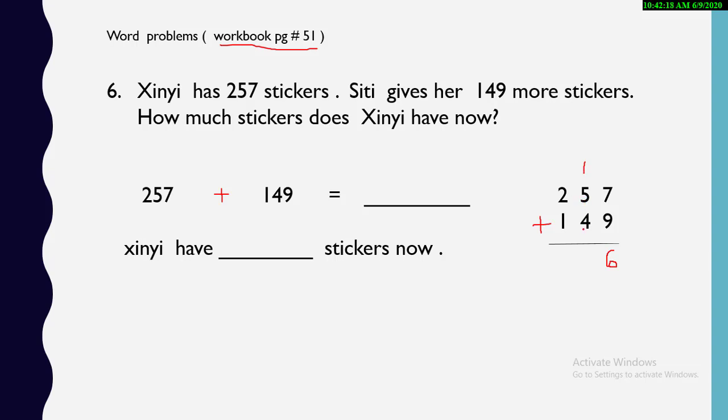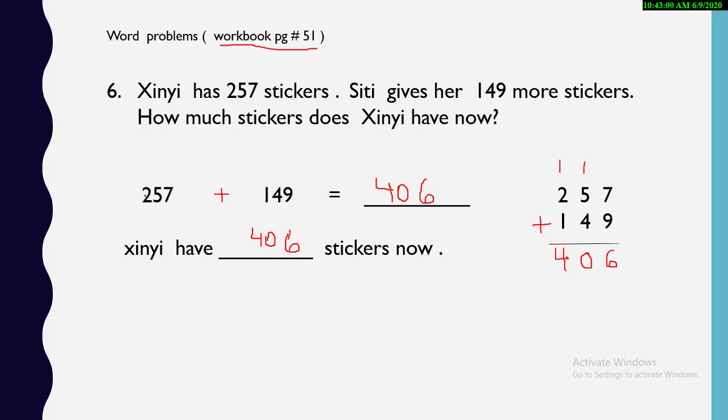Okay, 5 and 4 makes 9, and 1 we added, now it's 10. So what we are going to do, we are going to write down 0 over here and 1 will be carried on. Okay, 2 and 1 makes 3, and then we add the carried number. The answer is 4. So now the total number of stickers that she has now is 406, and the same number you will write down in the last statement that you are going to write by yourself. That is, she has 406 stickers now. That's the ending statement.